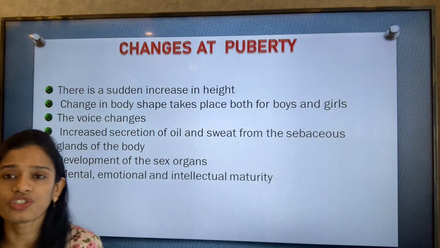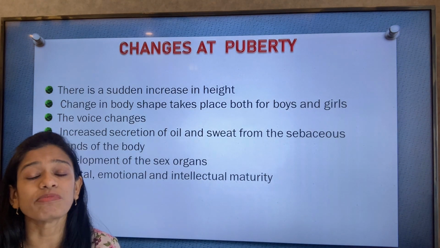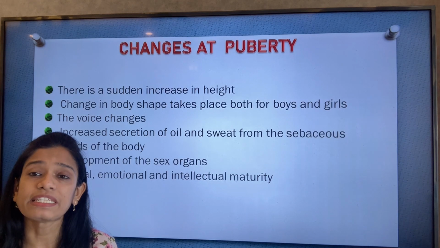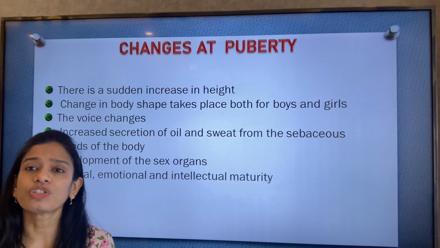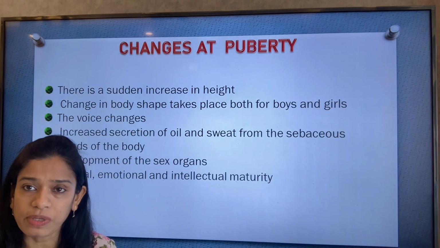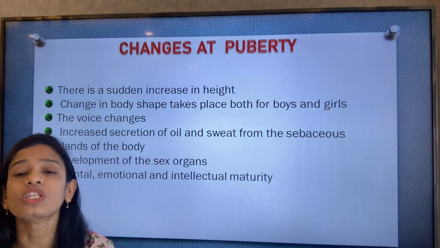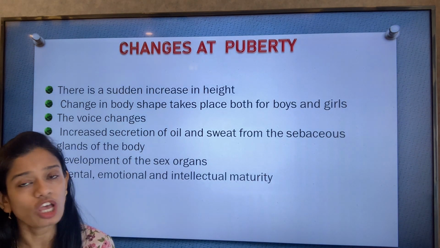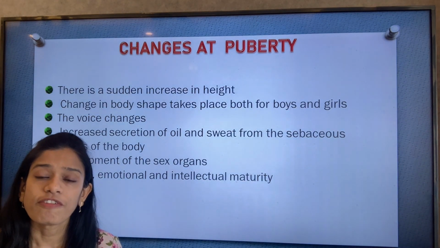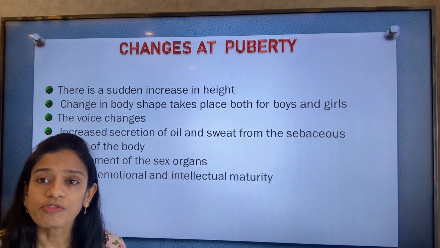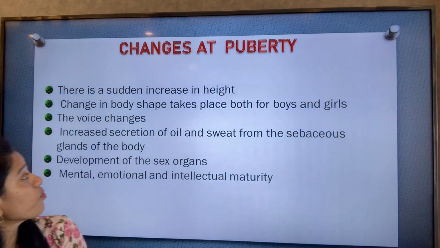Next is the voice change. For the boys the voice becomes very deep. First there is a voice break due to the growth of the larynx. Due to the growth of the larynx, the Adam's apple can be seen, and the larynx presses the vocal cord. So there is a break in the voice of the boys, and finally their voice changes. For girls the voice becomes shrill, whereas for the boys it becomes very deep.